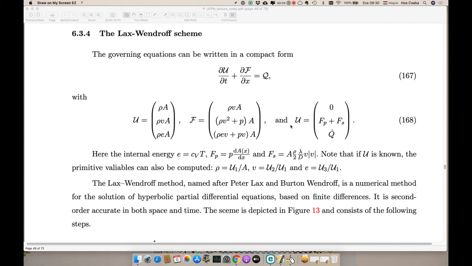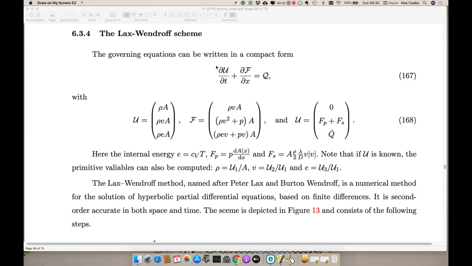Okay, so in the next video we are learning how we use a Lax-Wendroff scheme for one-dimensional unsteady gas flow. So we start again with these equations, which are also sometimes called Euler equations. This is the continuity, momentum, and energy equation for a one-dimensional flow.